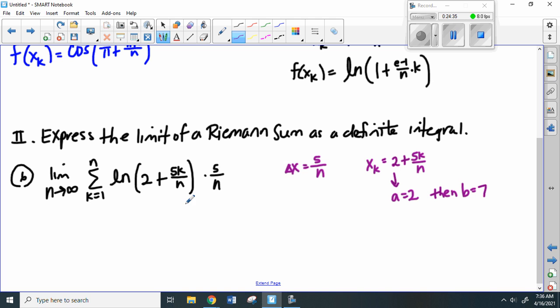All right, and now we're ready. We know that we have to integrate from 2 to 7. So x sub k was plugged into the ln function, so instead of writing ln of x sub k, we just write ln of x. And then instead of writing delta x, we write dx, and we're done.